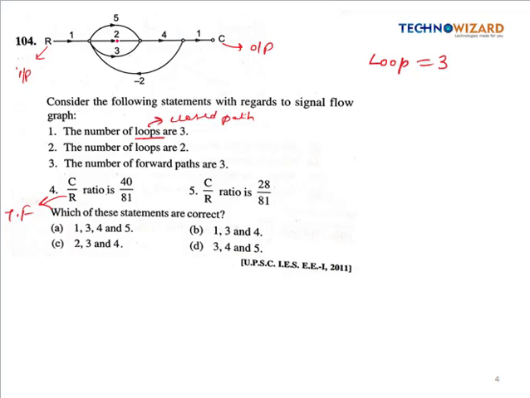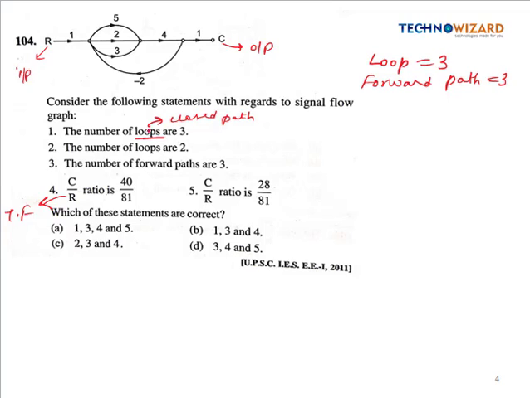So I'm again repeating. This is loop 1, this is another loop, and this is the third loop. Now next we have to find out the number of forward paths. So start from here, and you have to see how many paths are available. This is path 1, this is another path, and this is another path. It means forward paths available is also 3.